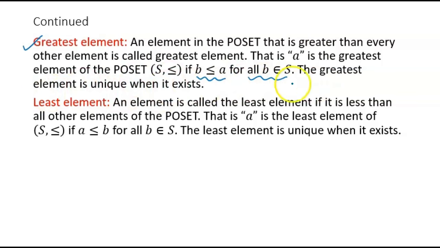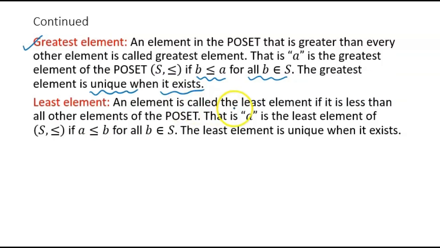The greatest element, if it exists, and that is important, is unique when it exists. So it is also possible that the greatest element may not necessarily be there. Right, I will take examples, don't worry. And then what is the least element?